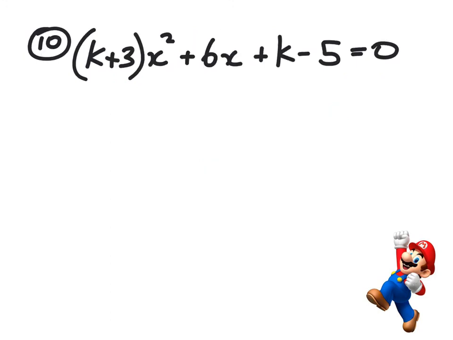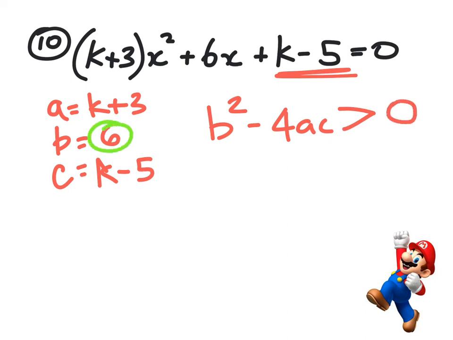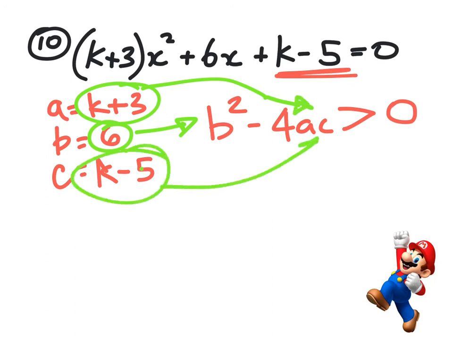Lastly, number 10, probably the one that's going to have the most algebra in it. Looking at your quadratic that you've got there, the value for a is the number before x squared, the value for b is the number before x, and the value of c is everything else that's left. Now would you please note that I've taken the 5 over, right? So the value for c is k minus 5. Now what's the condition for real distinct roots? B squared minus 4ac has to be bigger than 0. So all you have to do now is put 6 in here, put 4 in here, put k plus 3 in here next to the 4, and put k take away 5 in here.